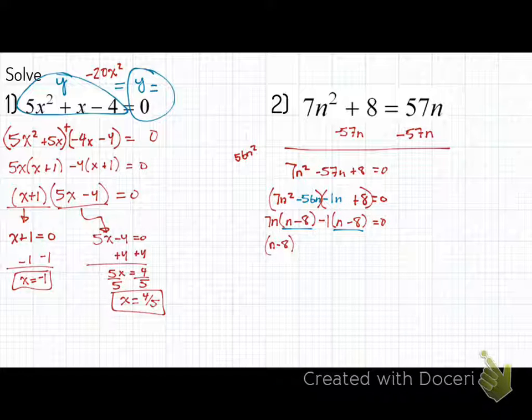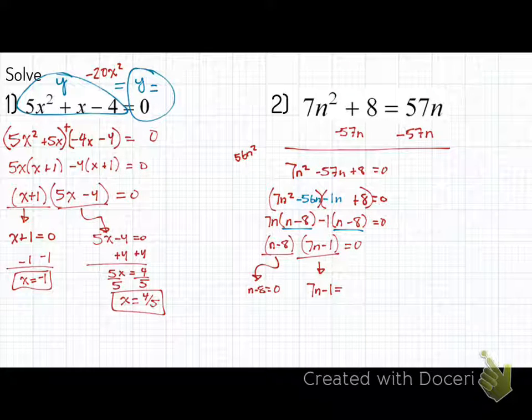And I could factor out 7n minus 1. When I do that, I could use the zero product property. I'm going to get n minus 8 is equal to 0, and then I'm going to get 7n minus 1 is equal to 0. So over here, I'm going to add 8, which is going to be n is equal to 8.